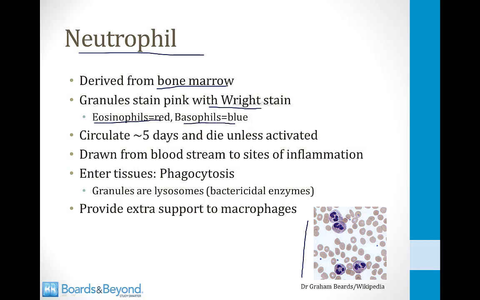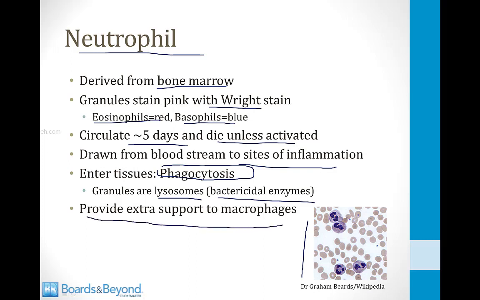Neutrophils circulate in the bloodstream about 5 days, and they die unless they're activated. They are drawn from the bloodstream to sites of inflammation by macrophages and cytokines. We'll talk about that process in a minute. Once they enter tissues, their job is to do phagocytosis. The granules that stain pink with Wright stain are lysosomes, and they contain bactericidal enzymes and all those things we talked about before that can kill bacteria. And as I said before, just think of these cells as providing backup support for macrophages when there's an infection taking place.